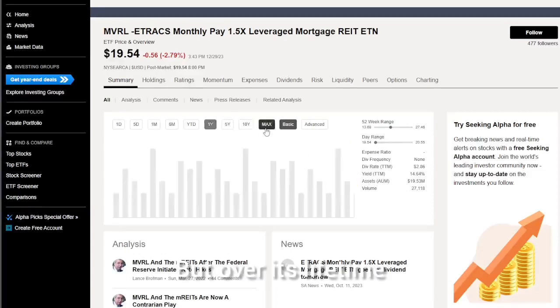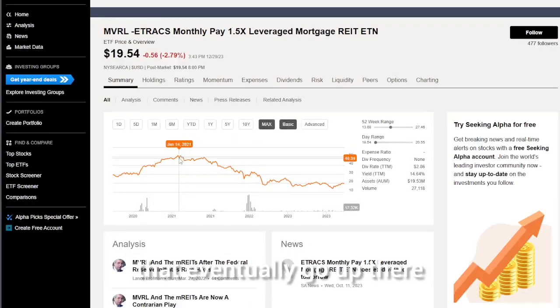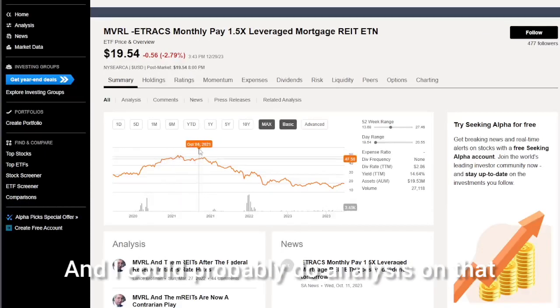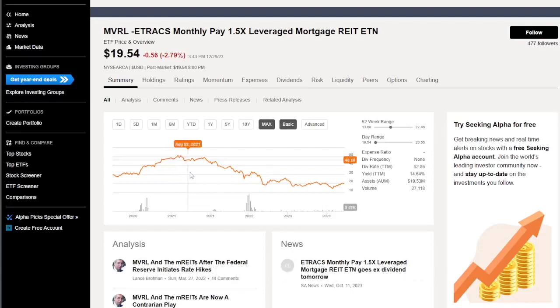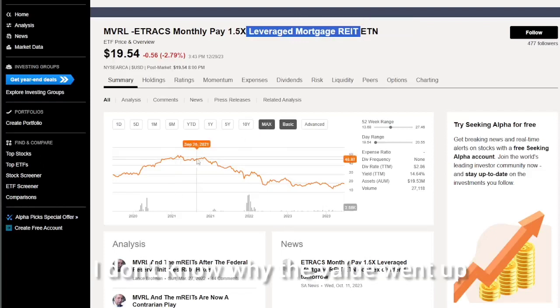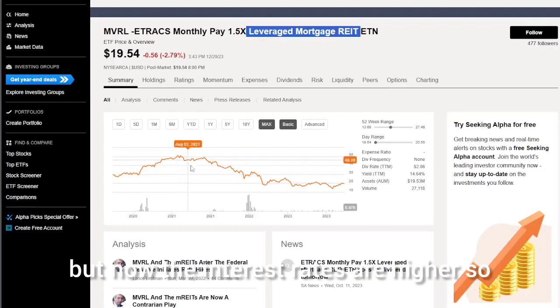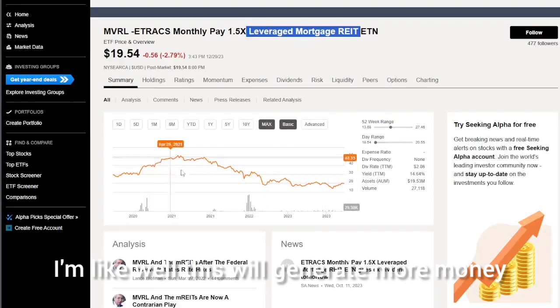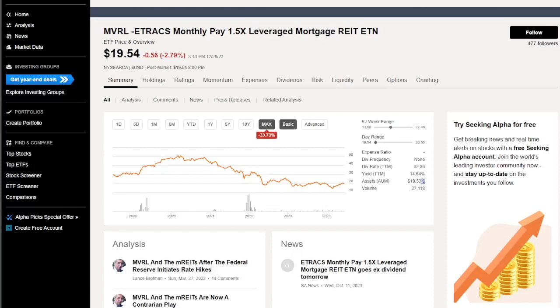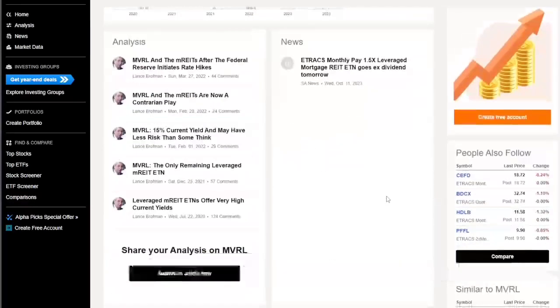But over its lifetime, you can see that this fund has been worth like $50. So I'm kind of hoping that it eventually goes up there, because if you bought up here, it's hard to say if you would have got back your money by now, and I could probably do analysis on that. But this is during the peak when interest rates were low, and because this is a leveraged mortgage REIT, I don't know why the value went up, because mortgages were like 0% back then. But now the interest rates are higher, so I'm like, well, will this generate more money? It's not a huge fund itself, it's definitely small. But I do like it.